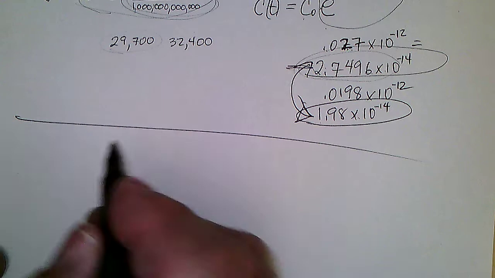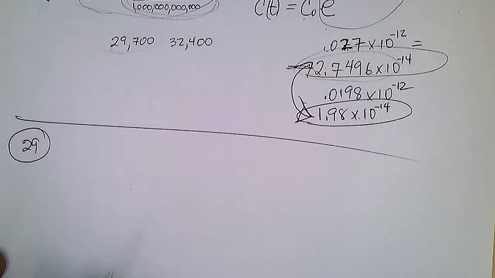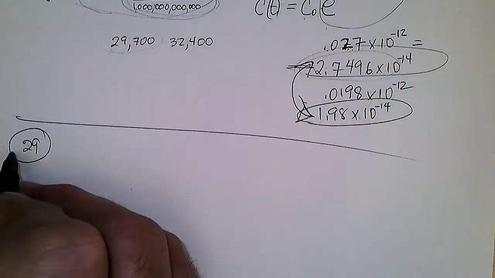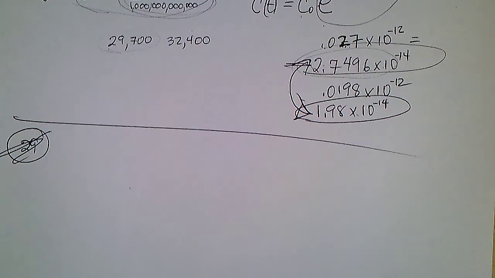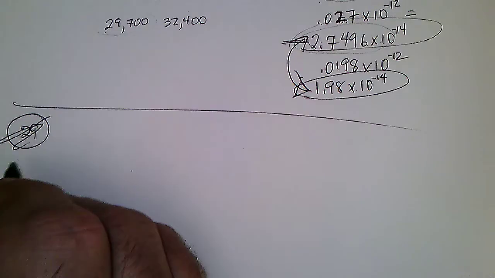Next one, 29. This is where they had that big table, and I did that one for both classes, so I'm going to skip that one. And then I'm going to do 33.